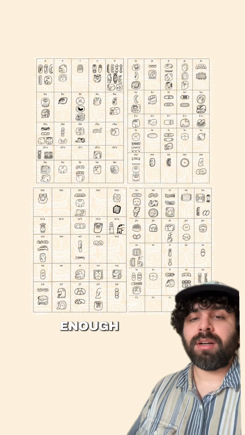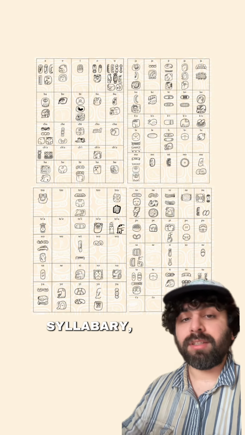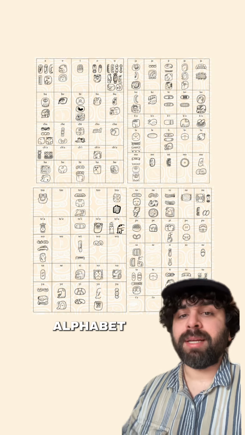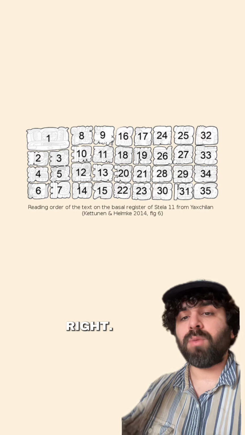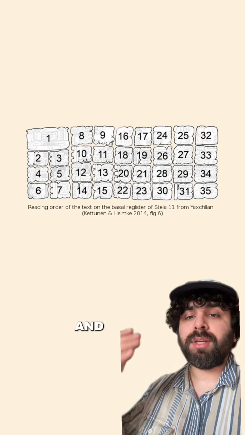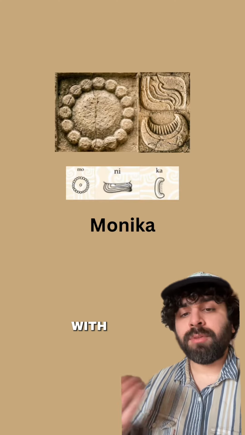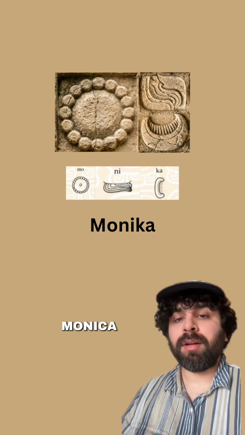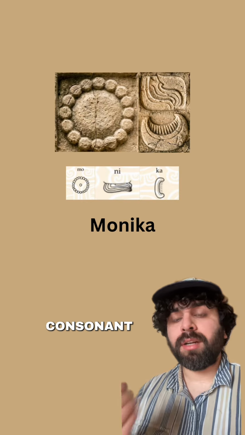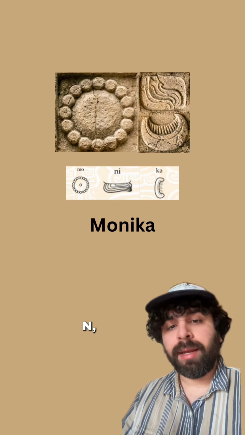Now these days we're fortunate enough to have most of the syllables, or the syllabary, which is essentially the Mayan alphabet, mapped out here. And then we have some reading rules here. So we start from left to right. We have 2 columns, and then we go row by row. So let's start off with a simple name that lends itself to the Mayan language, Monica. Monica is composed of 3 syllables with the consonant vowel pattern, M-O-N-I-K-A.